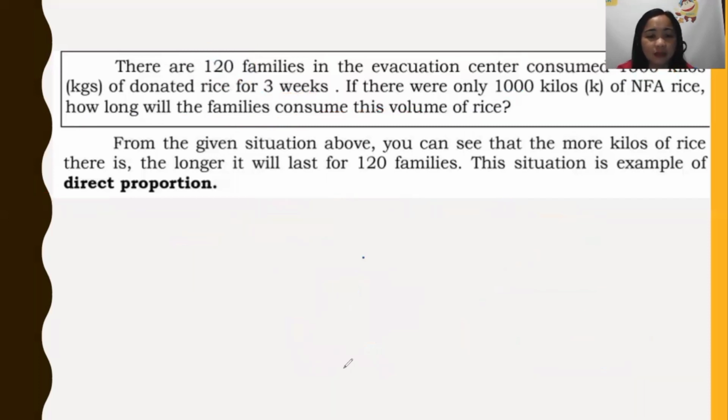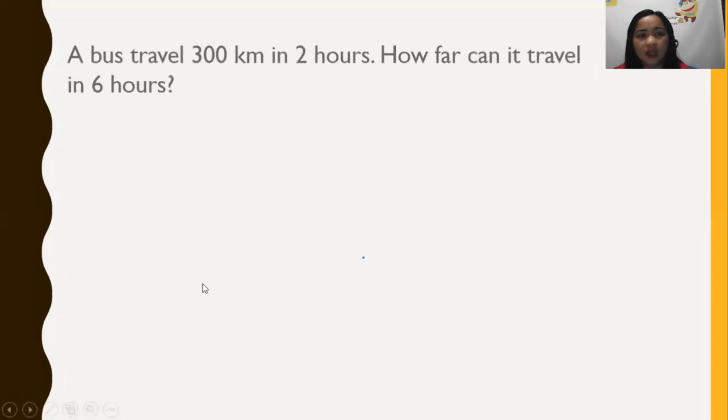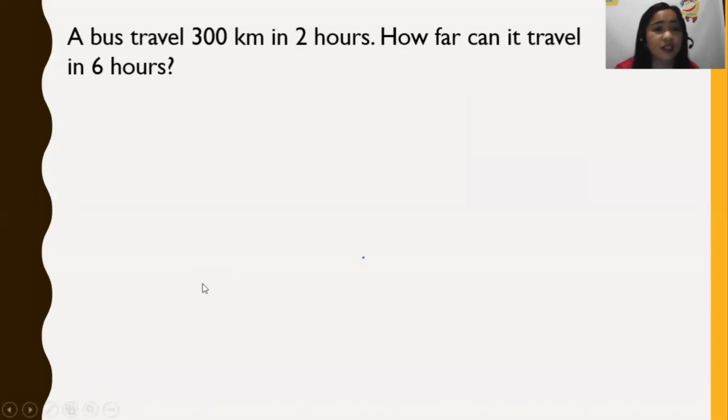Now let's have another problem. Okay, this is a direct proportion. Next, let's see if this one is a direct proportion. A bus traveled 300 kilometers in 2 hours. How far can it travel in 6 hours? So, sabi dito, yung bus, 300 kilometers ang natatravel niya sa loob. Kumbaga, yung layo, 300 kilometers sa loob ng 2 hours. So, ang tinatanong dito, gaano kalayo ang matatravel niya in 6 hours?